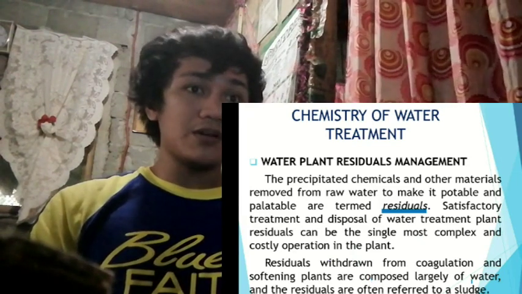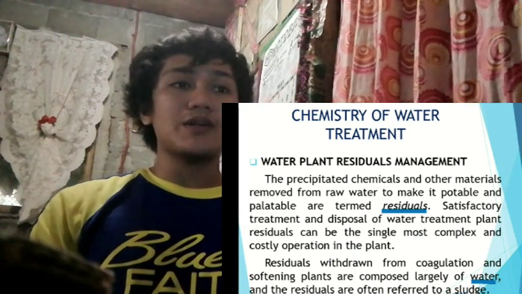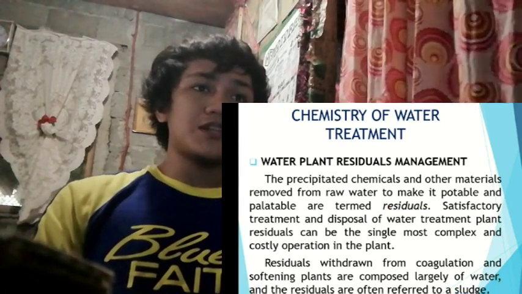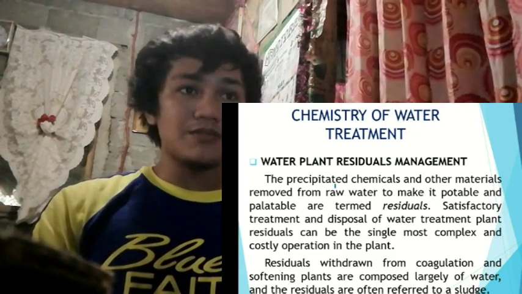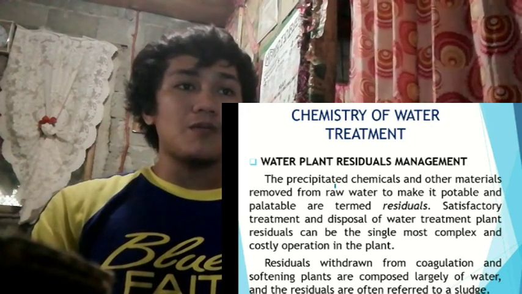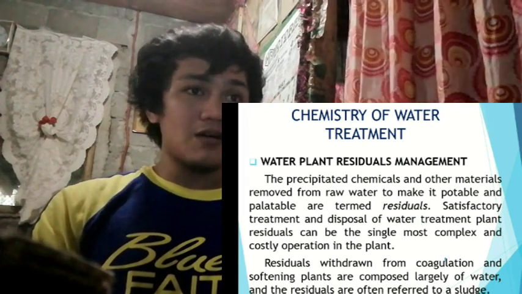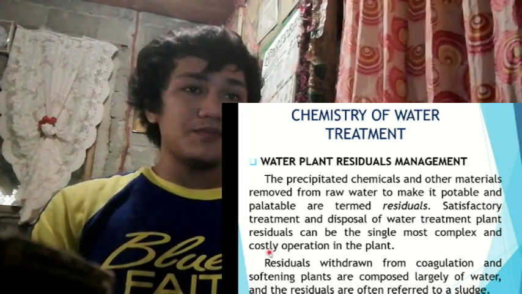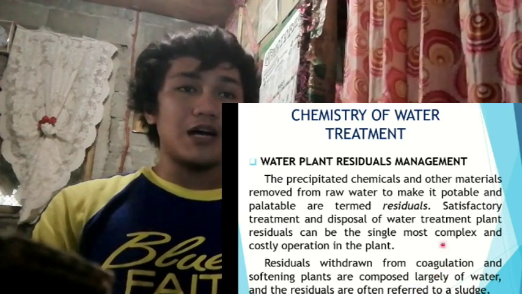Residuals withdrawn from coagulation and softening plants are composed largely of water, and residuals are often referred to as sludge. As much as 98% of the sludge mass may be water. Thus, for example, 20 kg of solid chemical precipitate is accompanied by 980 kg of water. Assuming equal densities for the precipitate and water, approximately 1 cubic meter of sludge is produced for each 20 kg of chemicals added to the water.